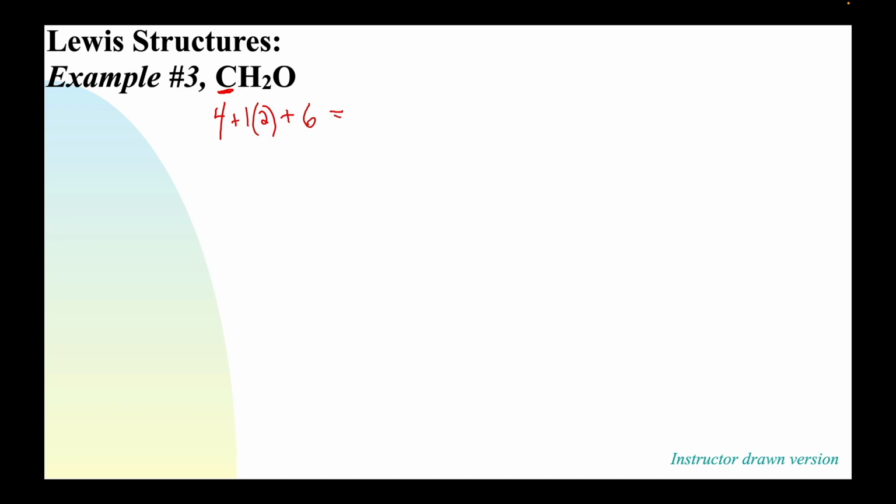So total valence electrons, 4 plus 2 plus 6, that would be 12 valence electrons. We'll divide that by 2 to find the pairs. There's going to be 6 pairs of electrons, all right? My handwriting's really sloppy, sorry about that.